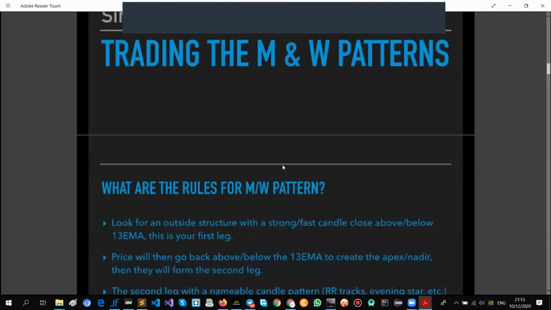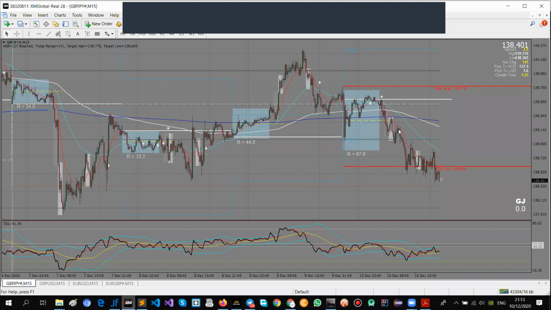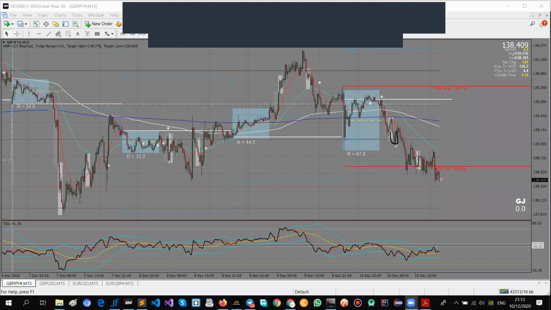So we have rules for the M and W pattern. And what are the rules? We first look for an outside structure, that is the first leg. An outside structure is simply the first leg of a W, just the one as we saw here, something like this here, something like that. That's the first leg.